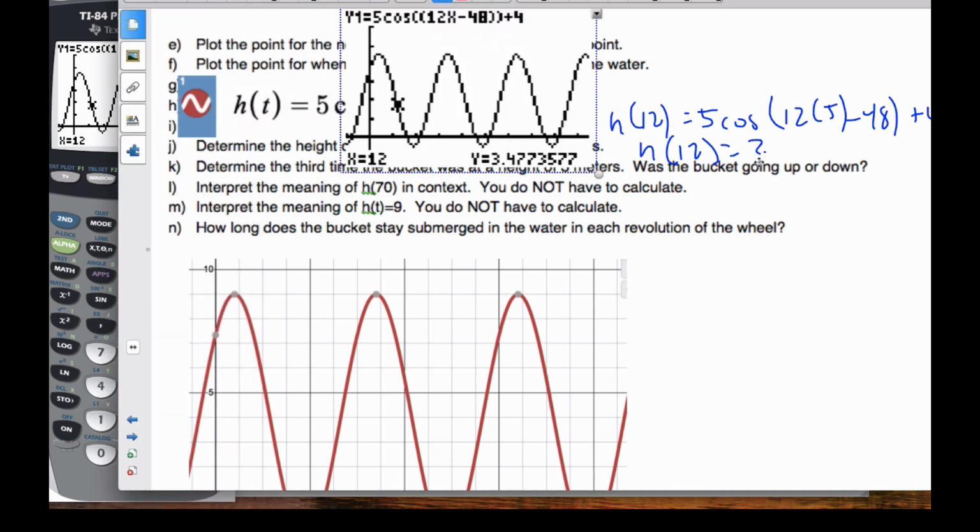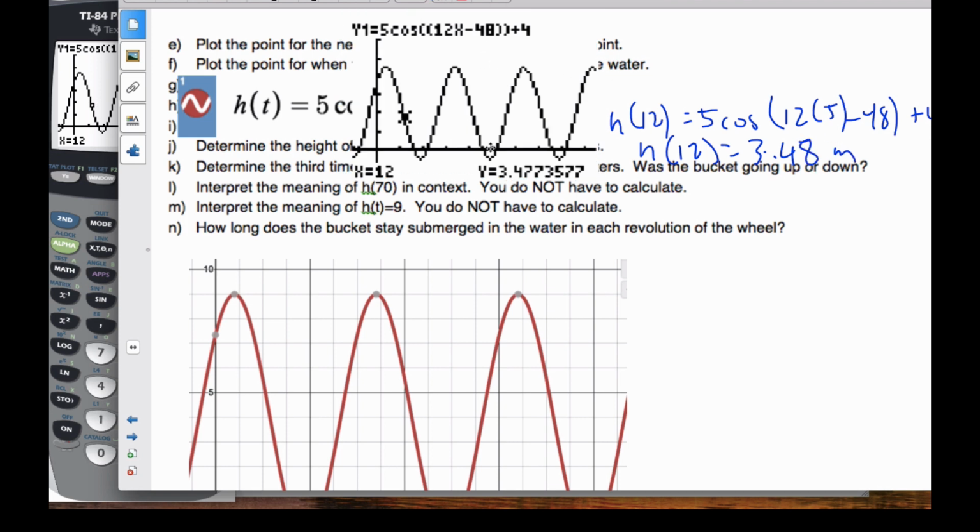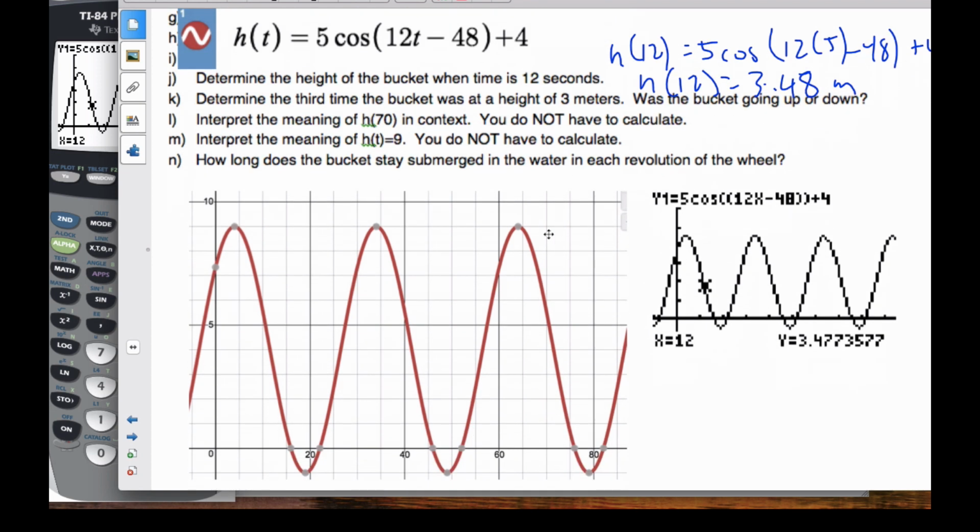It says 3.48 meters. So what that means is at 12 seconds, so roughly here, it is at 3.47 meters.